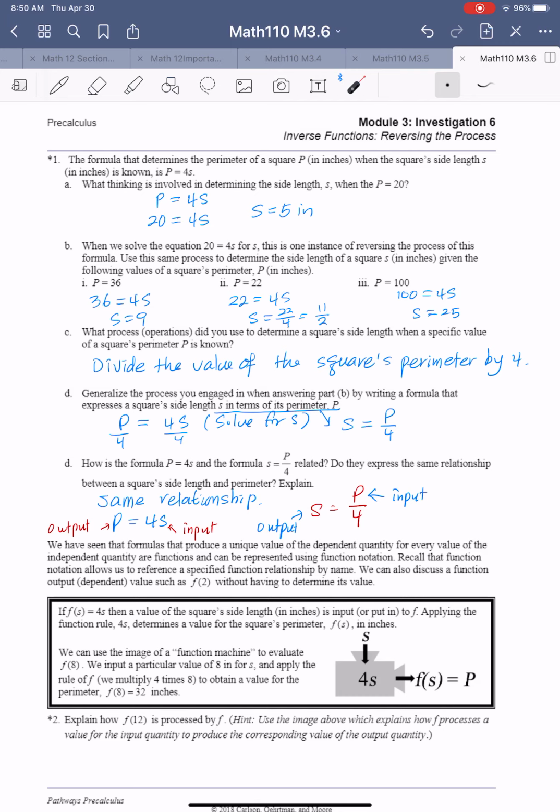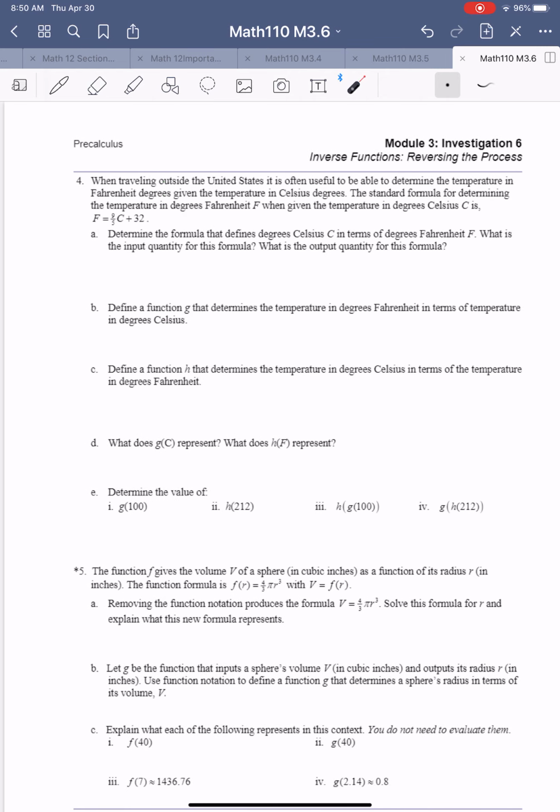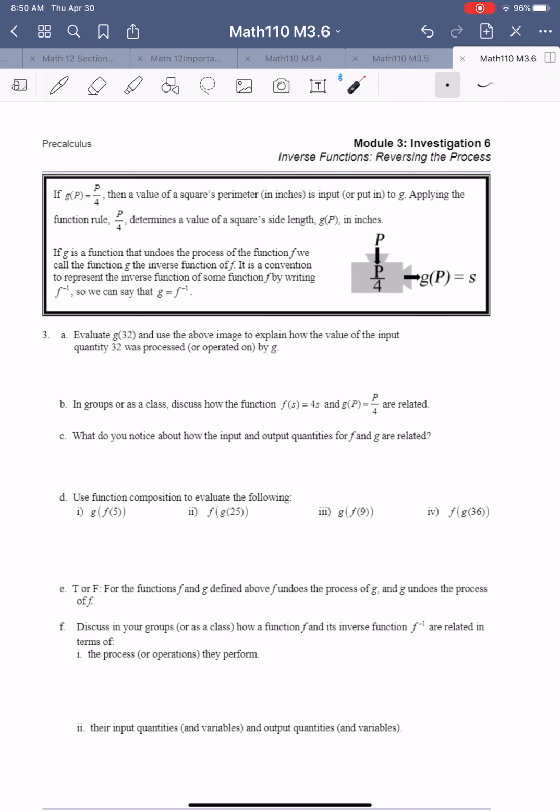All right, let's go to number 4 for this problem. Oh, before that, the box is telling you about this: what if you have a function g with P as the input, and you solve for the side, so you put in P and divide by 4, and then the side length comes out? So that's possible to do.